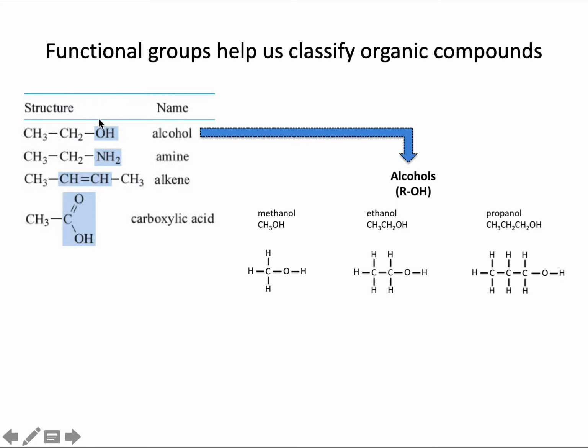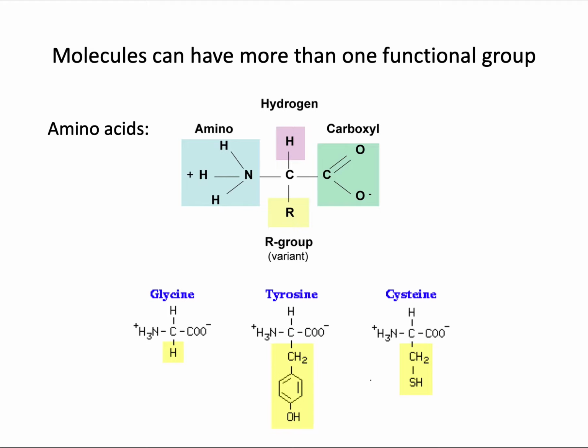So for instance, you have the OH functional group, and that belongs to alcohol. So alcohol would have the OH functional group. Amine has an NH2. Alkene has a double bond between carbons. Alkyne has a triple bond between the carbons. Carboxylic acid would have a C double bond O and an OH as well. And so we're able to use this to actually group the different organic compounds that are in living organisms.